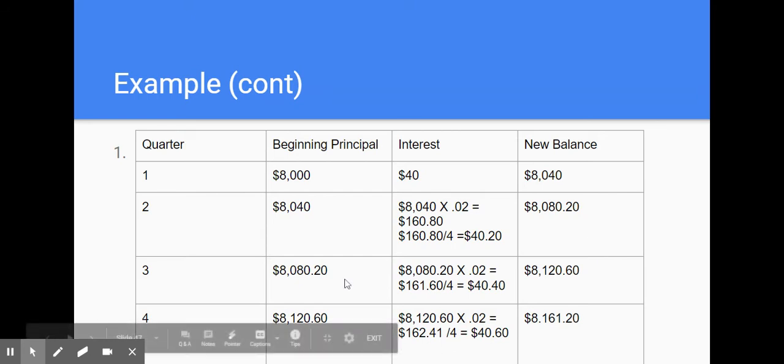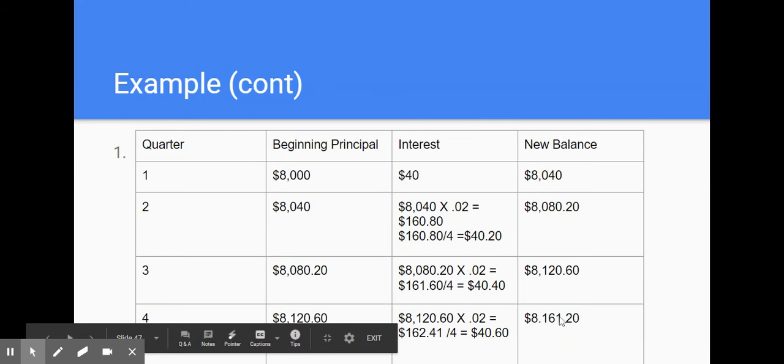Okay, so what you do here, Tim is beginning the 3rd quarter with a balance of $8,080.20 times 0.02, and then divide by 4. That's the extra step. I can't emphasize that enough. You just got to add 1 extra step of dividing by 4 because of the 4 quarters in a year. So Tim earned $40.40 in the 3rd quarter. You add it to his beginning quarterly amount, and that's what he ends with, and then you just repeat, roll it over to quarter 4, and then repeat.